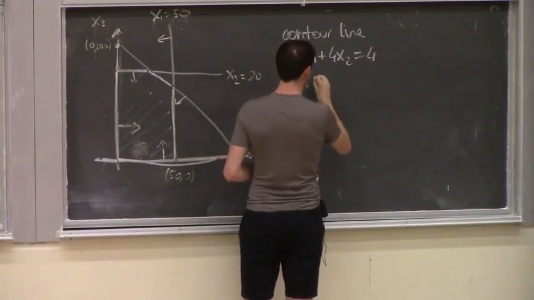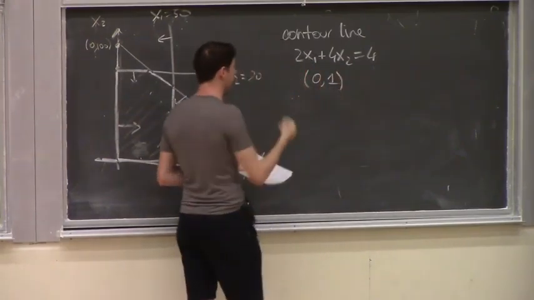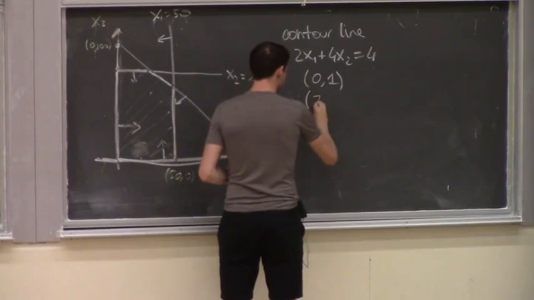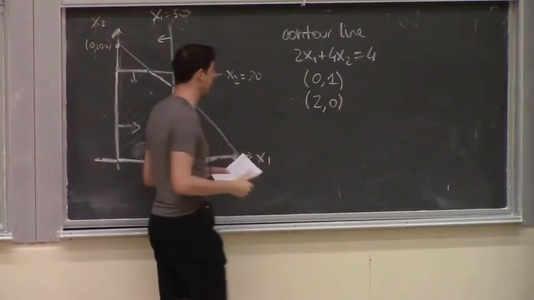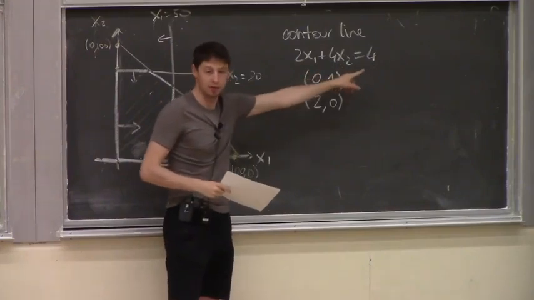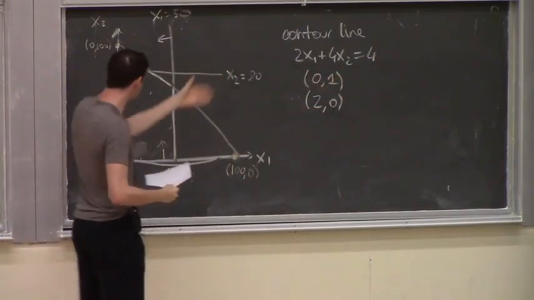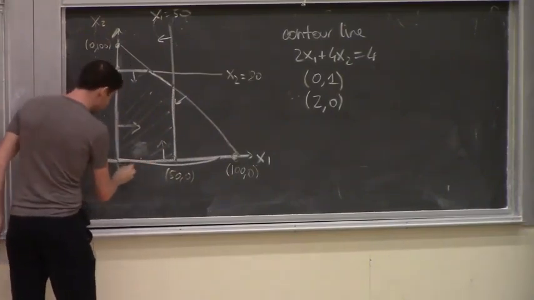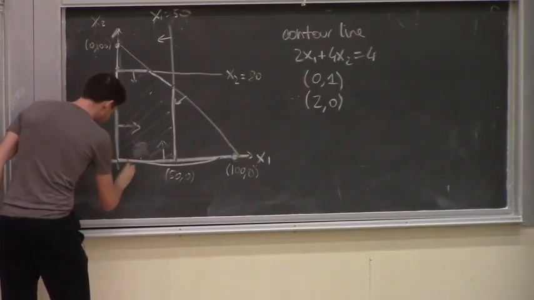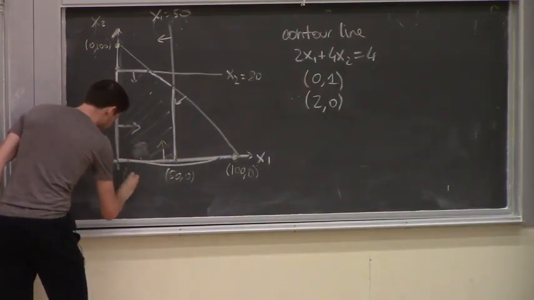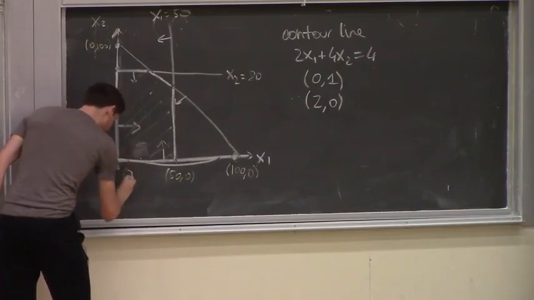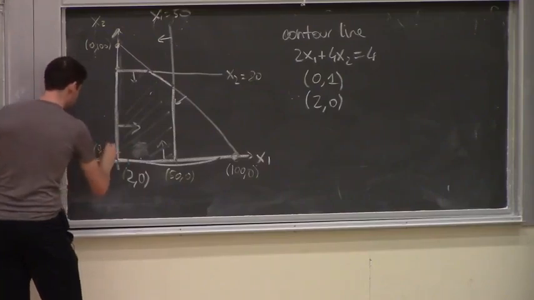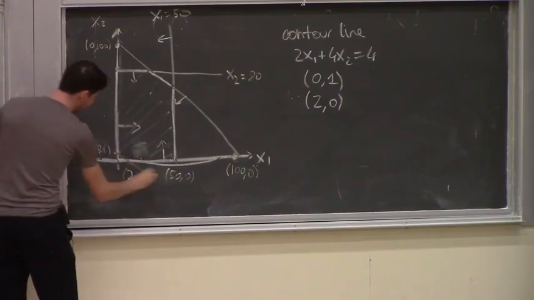One would be, say, 0 and 1. This is definitely on this line, right? Because if I put in 0 here and 1 here, I get 4. And another point on this line is 2, 0. I can just put 2 here and then 0 here, I'll get 4. These are 2 points on the line, so it's fully determined. So where are they here? Well, 2, 0 is somewhere here. And 0, 1 is somewhere here. So this is basically saying that there is a line this way.